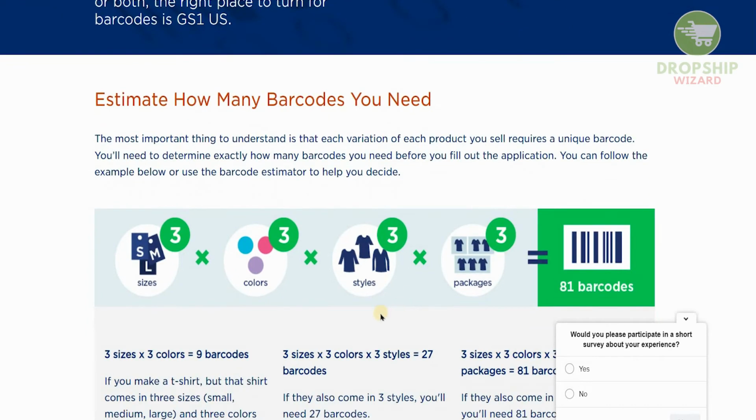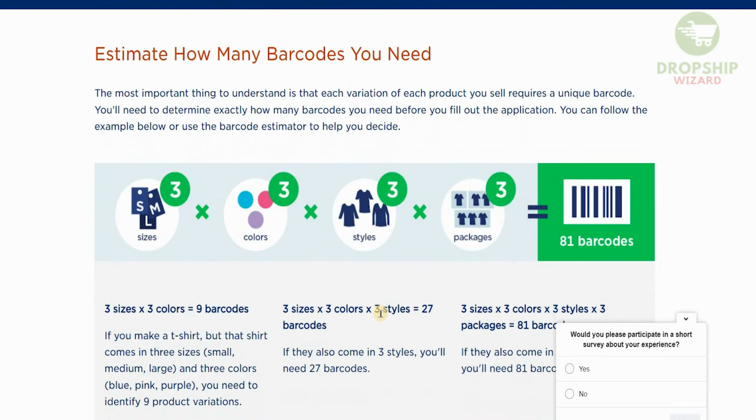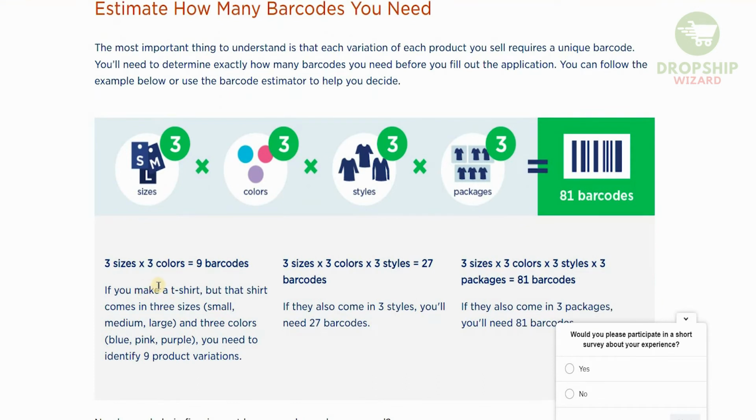Now you can estimate how many barcodes you need, which is crucial. For example, if you have 3 sizes and 3 colors, you need 9 barcodes, meaning if you make a t-shirt but that t-shirt comes in 3 sizes, small, medium, and large, and 3 colors such as blue, pink, and purple, you will need to identify 9 product variations. But if you go for 3 sizes, 3 colors, and 3 styles, you are going to need 27 barcodes.